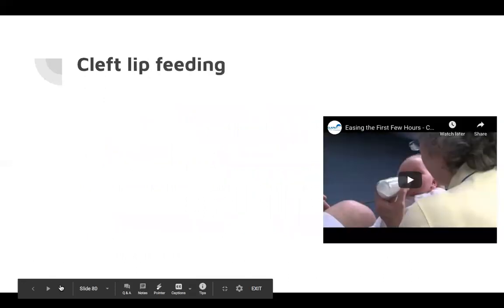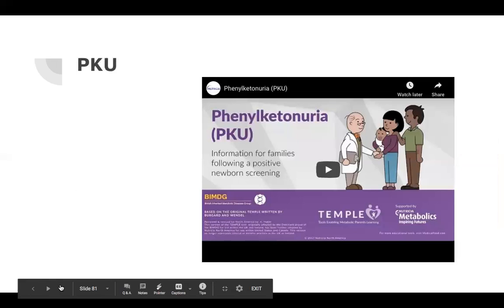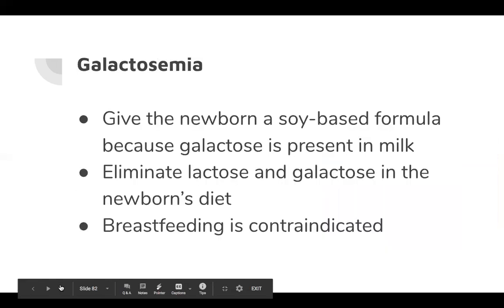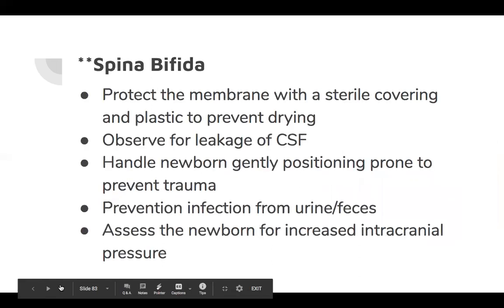There's a little video on cleft lip feeding. I would go back and revisit that. I think I told you that in class as well, and also with PKU. Galactosemia, so the baby is going to be given a specific type of formula. So breastfeeding is contraindicated. Spina bifida, you want to make sure you're protecting that protrusion with a sterile covering and plastic to prevent it from drying, and assessing the newborn for increased intracranial pressure, preventing any infection, especially when changing the diaper.